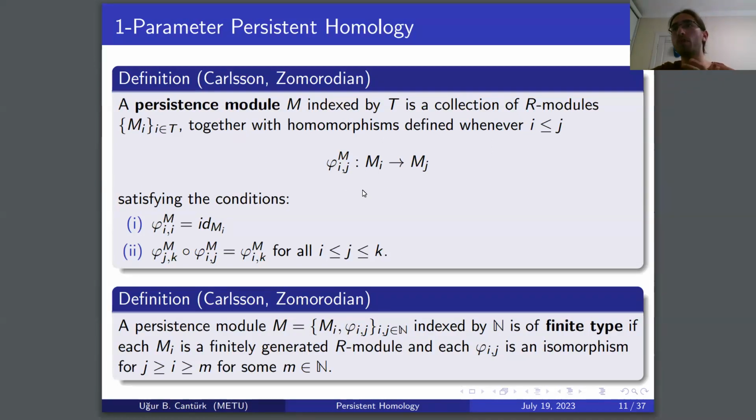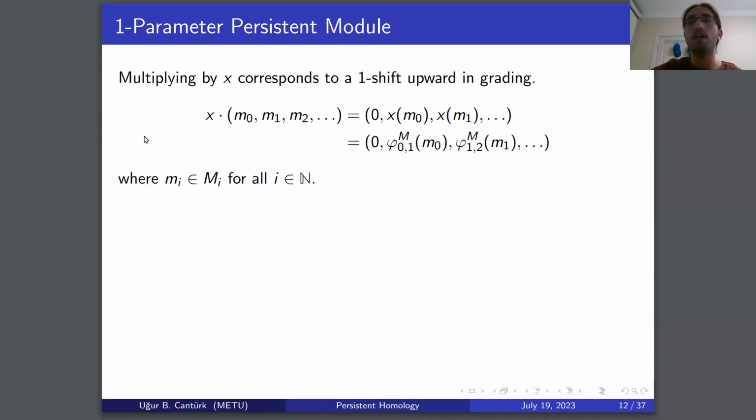Here you might wonder: we have some indexes, so maybe we can see these persistent modules as graded modules. That is the main argument for defining a persistent module. We are saying module, but as you can see, right now we cannot see any module structure, and we will put that structure in by considering graded module arguments. Now we can define a multiplication, shown by x, which is a one-step shift upward in grading.